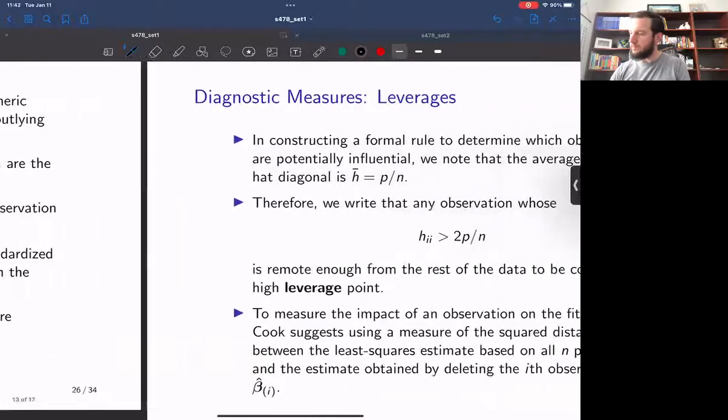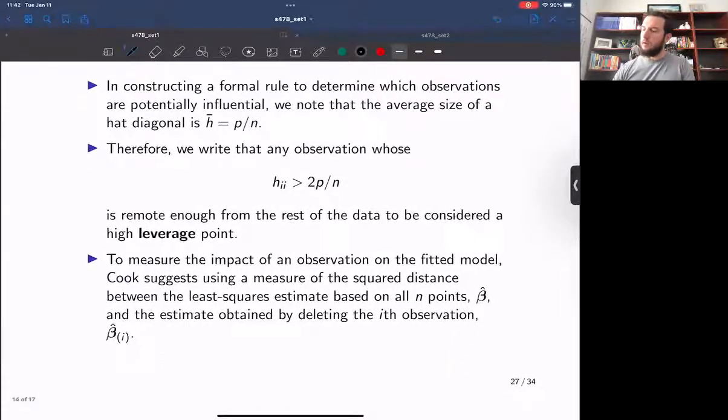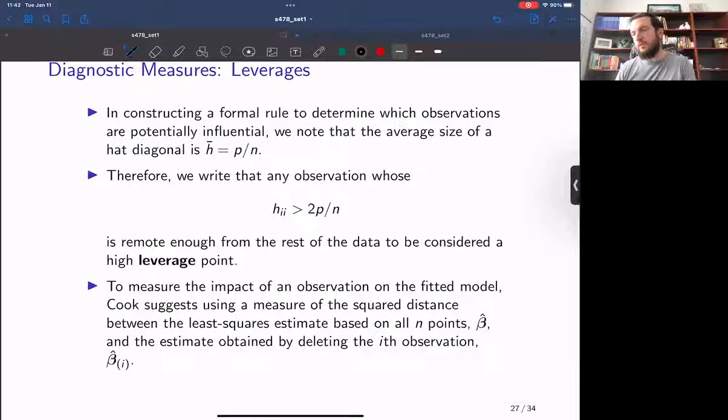So how can we work with these? Well, in the situation that a leverage exceeds 2 times the dimension of the data over n, so 2 times p over n, we can say that this point is far enough from the centroid of the design matrix to be considered a high leverage point. So the first rule that we can establish for determining if a point is high leverage is to say that any observation whose HII value, whose diagonal element of the hat matrix, exceeds 2p over n would be considered high leverage.